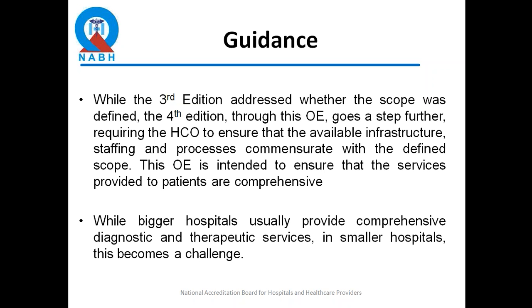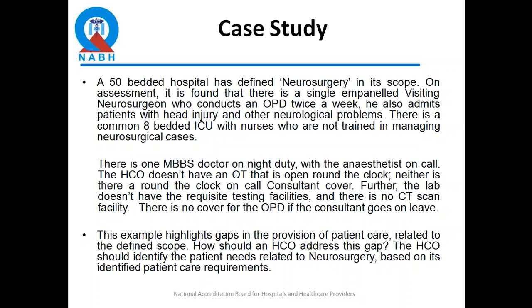In smaller hospitals, sometimes this becomes a challenge, where they write, say, neurosurgery in their scope, but in a 50-bedded or a 70-bedded hospital, when you go in and assess, you may not find everything available comprehensively. That's where you're going to find a little bit of a challenge. For example, let's take a 50-bedded hospital that has defined neurosurgery in its scope, but when you go there as an assessor, you find that there's only one visiting neurosurgeon who does an OPD twice a week, and he attends patients with head injury and other neurological problems. The hospital has an 8-bedded ICU, with nurses who are not specialty trained in managing neurosurgery cases.